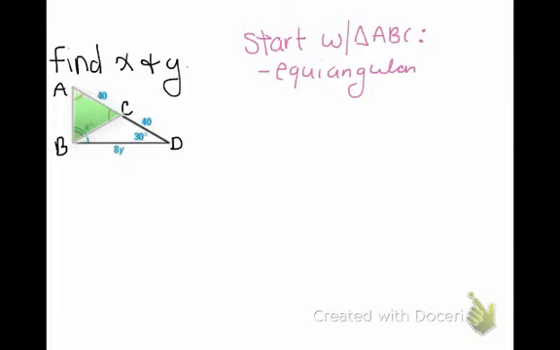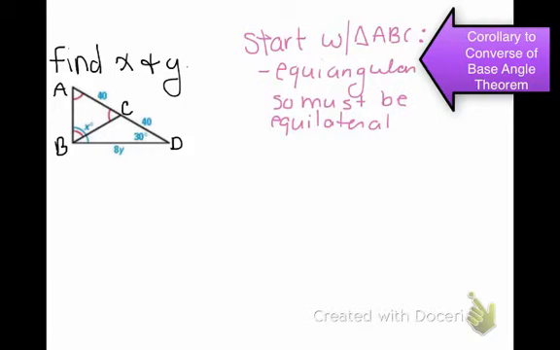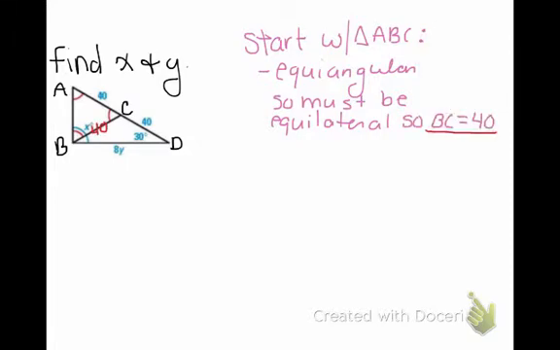Noticing the arcs in triangle ABC, we notice that all of our angles are equivalent. If all of our angles are congruent, then we can use a corollary to the converse of the base angle theorem that says if we have an equiangular triangle, then we also have an equilateral triangle. So all of our sides are going to be congruent to our side AC, so we can say all of the sides of our triangle ABC are going to be 40.